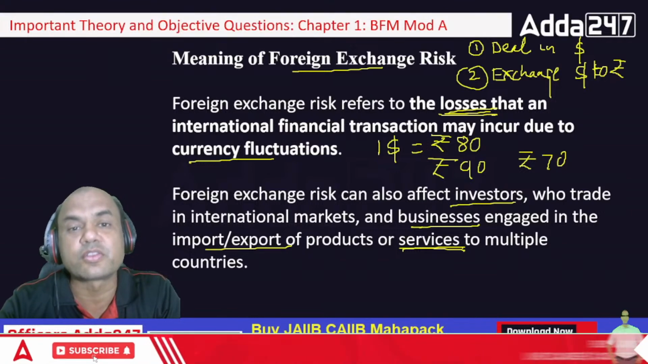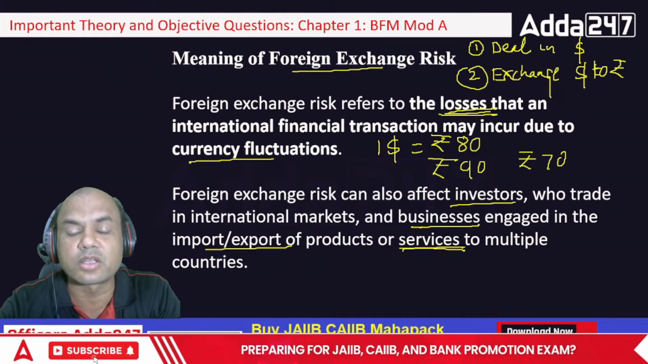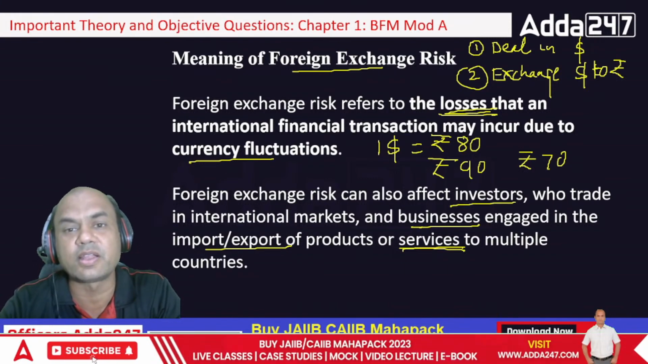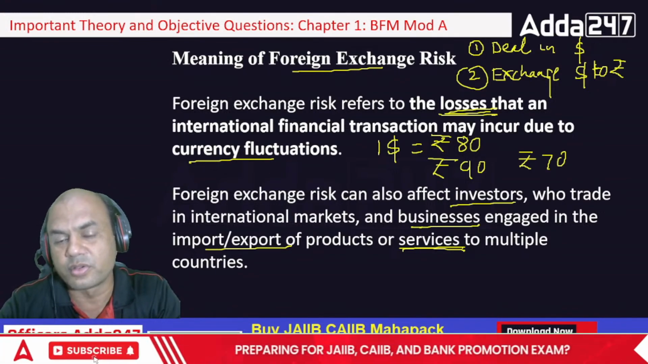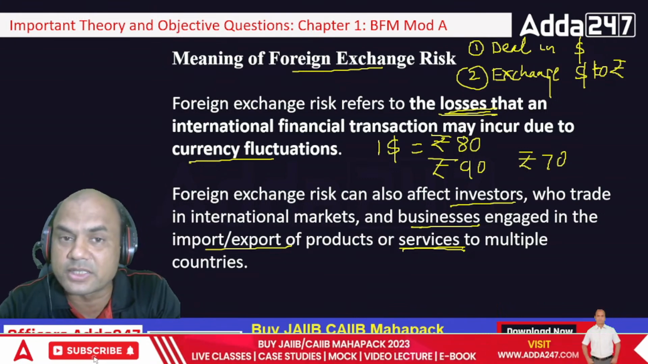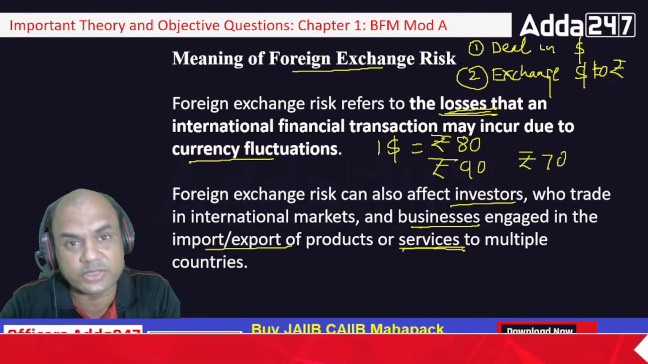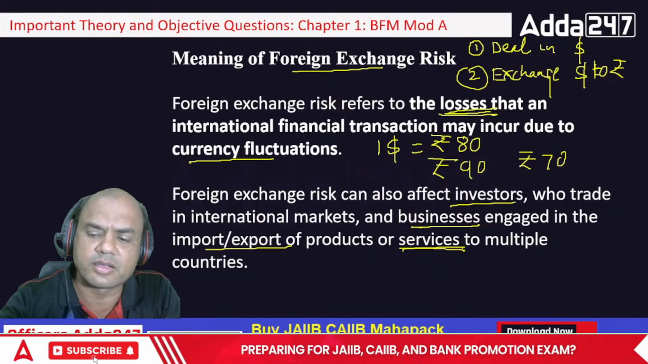Suppose if I have to transfer money to my near one in USA, if the dollar moves from 80 to 90, I'll have to pay more in that case, isn't it? So it will affect the banking transactions also. Okay. So who all are the main sufferers or main elements who are affected? On a major scale, one is investor, second is businesses. These two are the main elements over here.